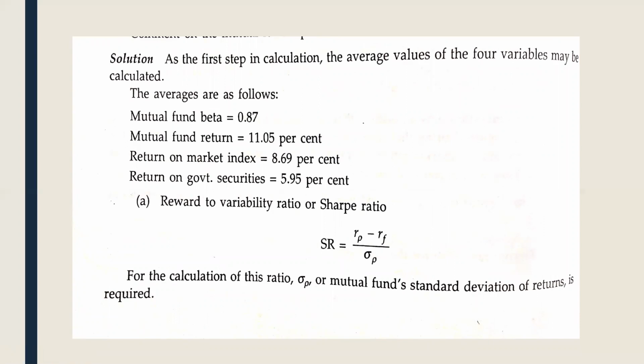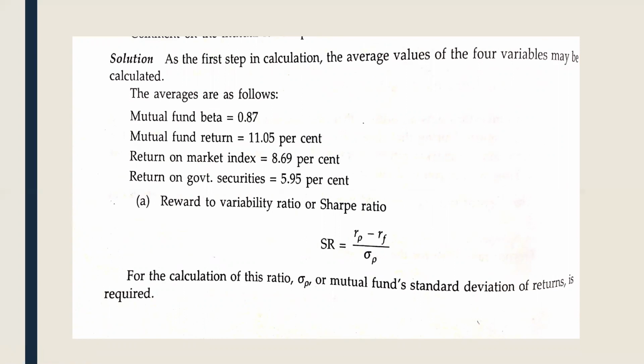So the mutual fund's beta is 0.87. The mutual fund's return is 11.05. The return on market index is 8.69% and return on government securities is 5.95. Let's begin by calculating Sharpe's ratio.